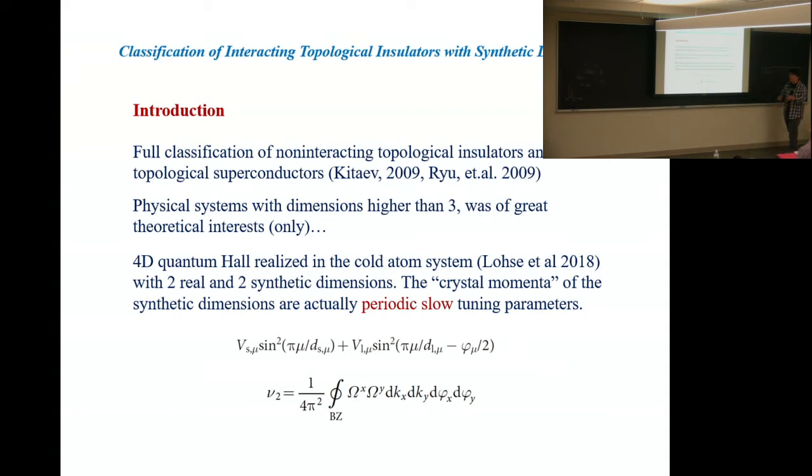Then in kx, ky, and also phi x, phi y in the 4-dimensional space, suppose I view phi x and phi y as extra periodic crystal momenta, then I can define a second Chern number. I can define a second Chern number. This way, the claim is that they realized a 4-dimensional Chern insulator, as long as we treat this tuning parameter as an extra dimensional crystal momentum. So this is a very simple idea.